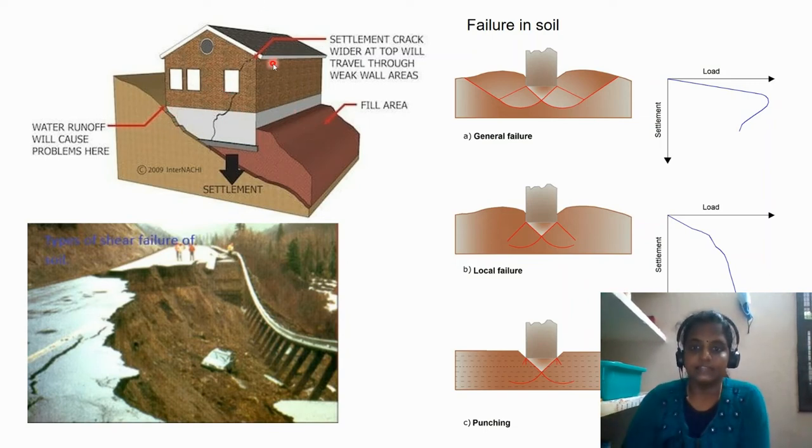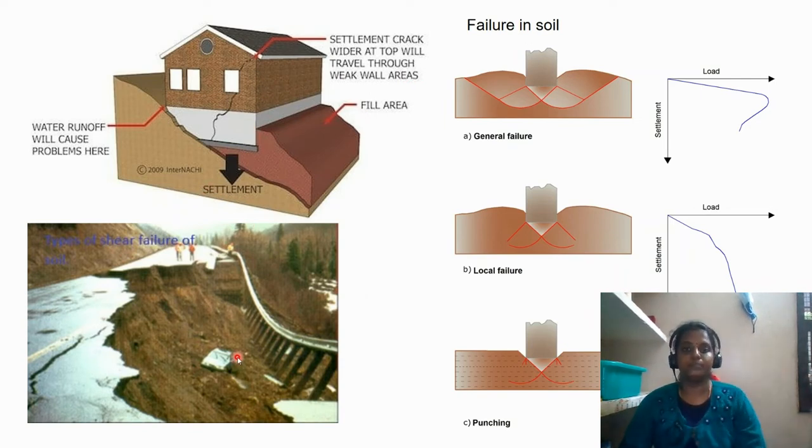These are the three types of shear failure in a shallow foundation: general shear failure, local shear failure, or punching failure. What I am trying to say is that the soil is going to fail if you are not assessing the properties of the soil properly.